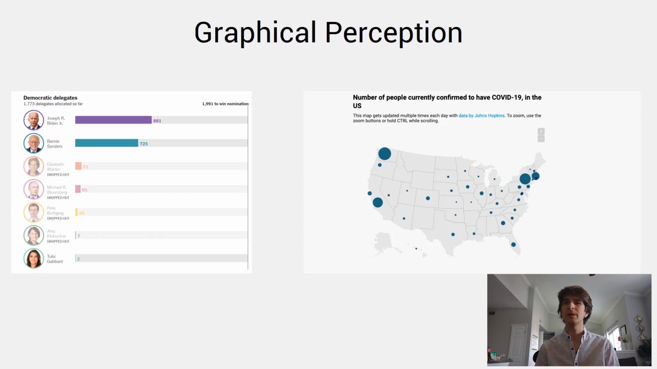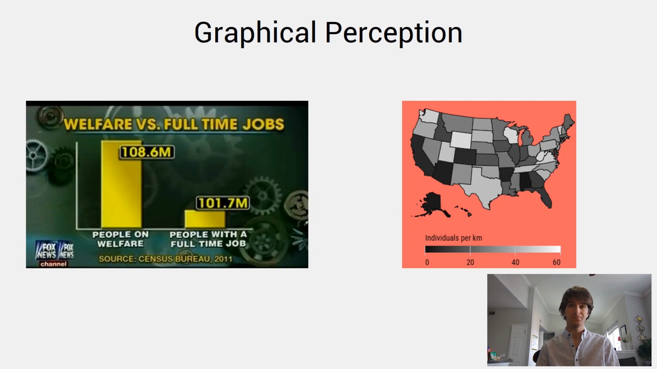And this is important because when done well, information visualizations can help people toward understanding the data and drawing conclusions. These are a couple examples of relevant visualizations that paint a fairly clear picture of the delegate counts for the Democratic primaries on the left and the spread of the coronavirus on the right.